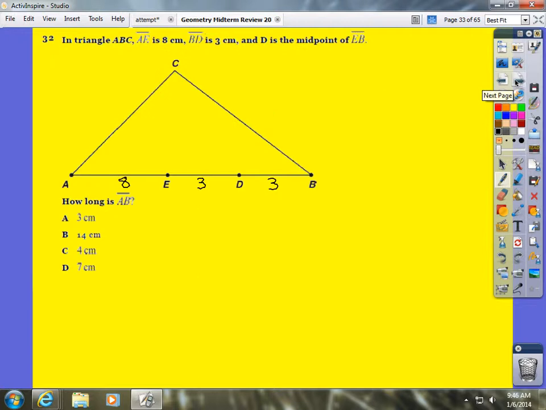Okay, in a triangle, AE is 8. DB is 3, and D is the midpoint of EB. So that means that ED is 3 also, because if this is the midpoint, then that side equals that side. So then we've got 8 plus 3 plus 3. And how long is AB? That whole thing, 8 plus 6 is 14.